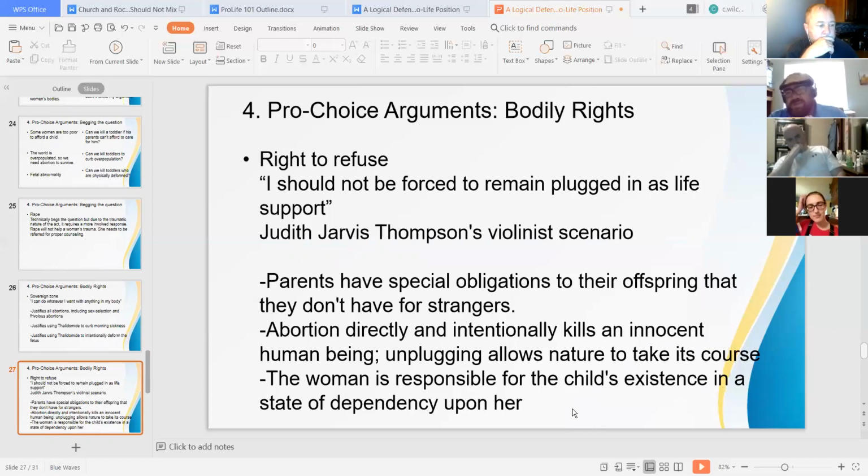And this argument essentially says, I should not be forced to remain plugged in as life support to another human being, even to my own child. And this idea stretches back to the 1972 article written by Judith Jarvis Thomson with her famous violinist.